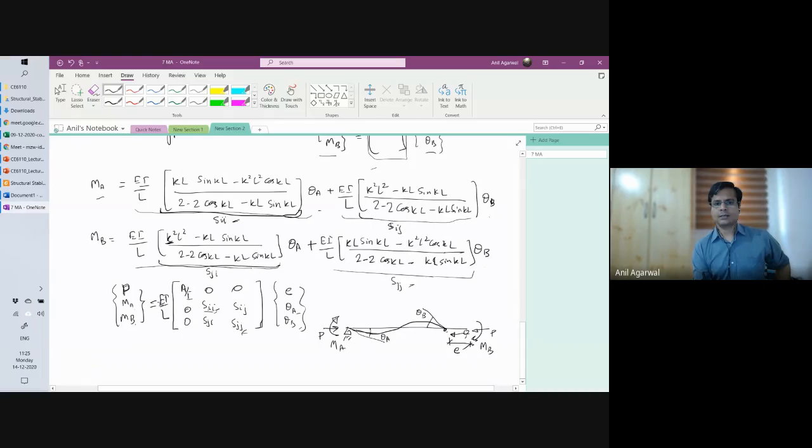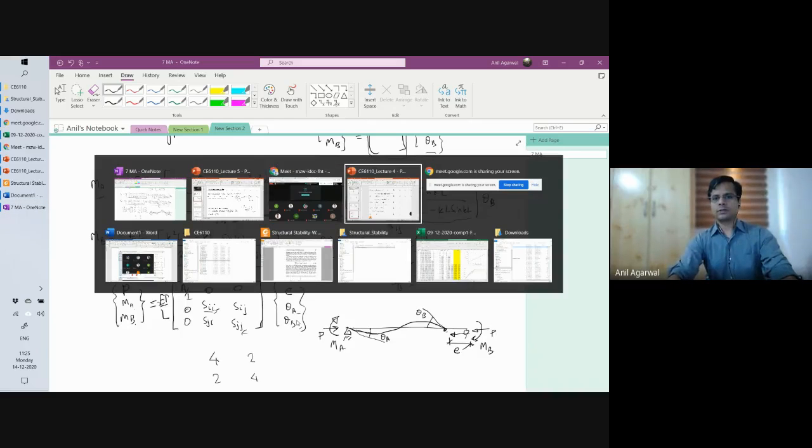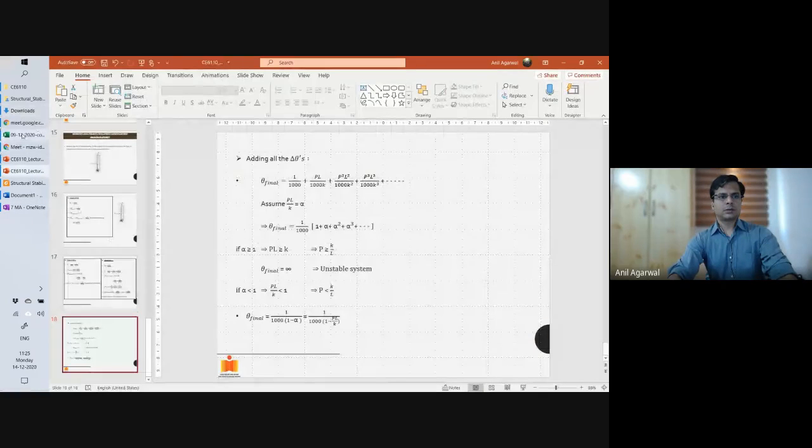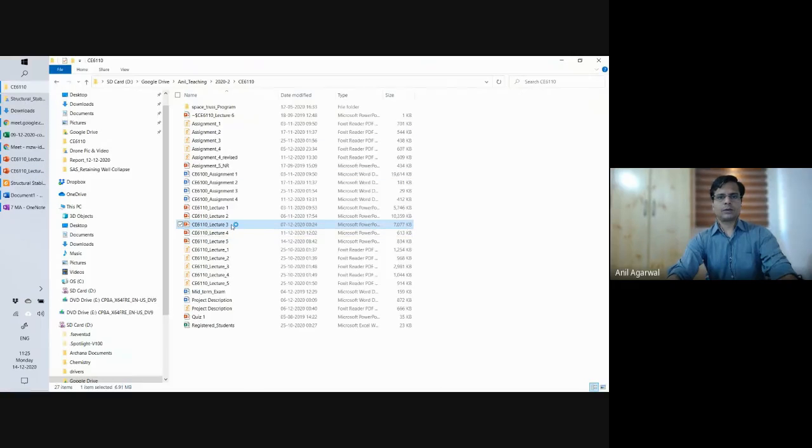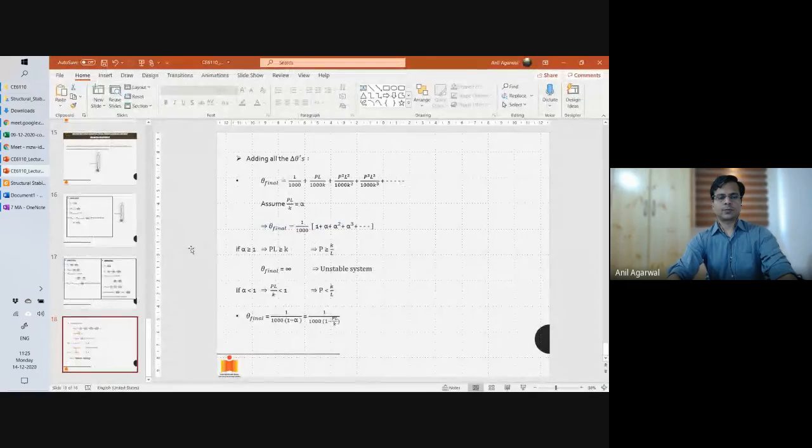Here SII, ideally this term should have been only 4. So in the linear case, SII should have been 4, SIJ should have been 2, SJI 2, SJJ 4, EI by L. That's what it was, right? If you are not convinced, we can go there in the original lecture notes on the plane frame members and show.